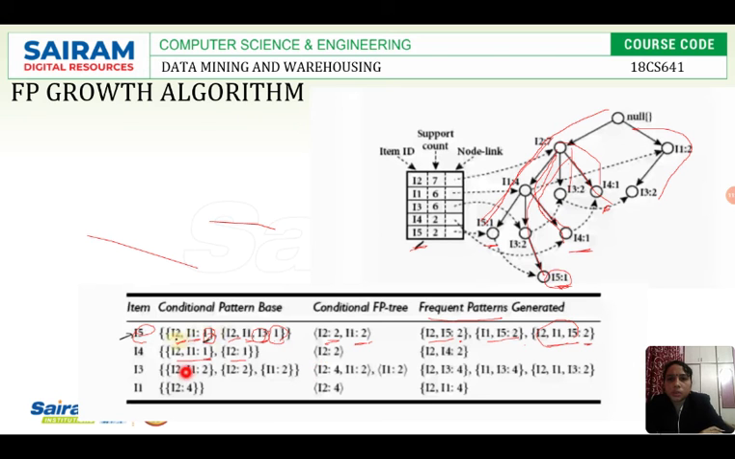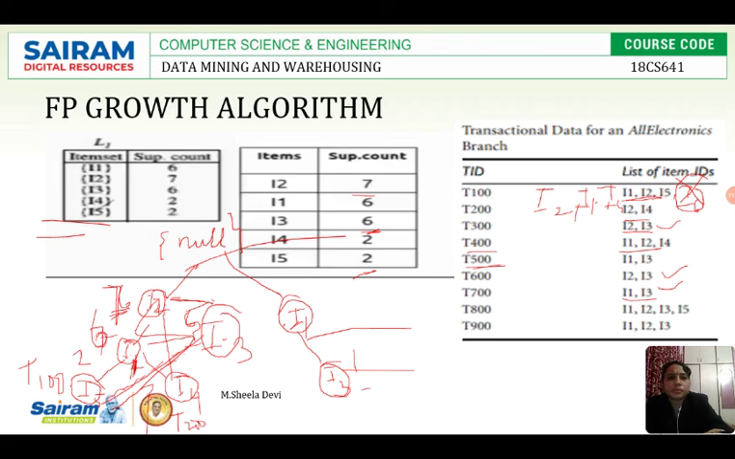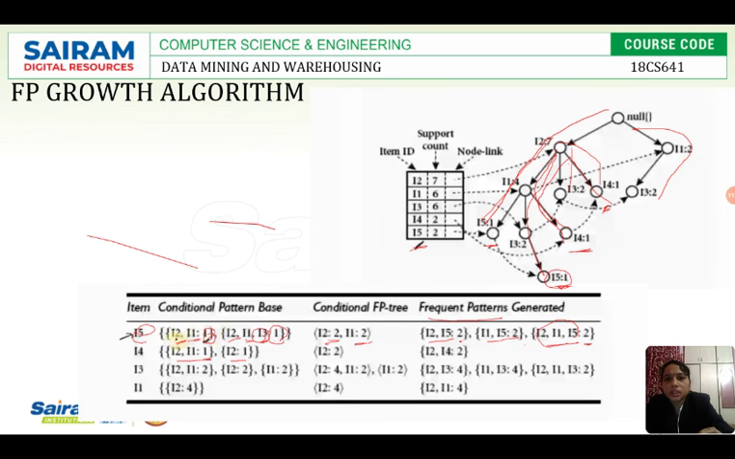See how many times I2 is repeated here. 1 and here 2. So here 4 and I1, since twice this item set is repeated. See here this item I2, I1 and again how many times I3 is repeated, we will see here. I2, I3, see here once is there, then here I1, I3, here I2, I3, twice I2, I3 is repeated. So I am giving here as I2, I3 twice.